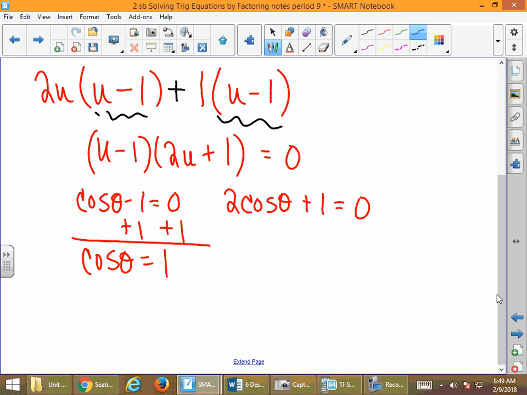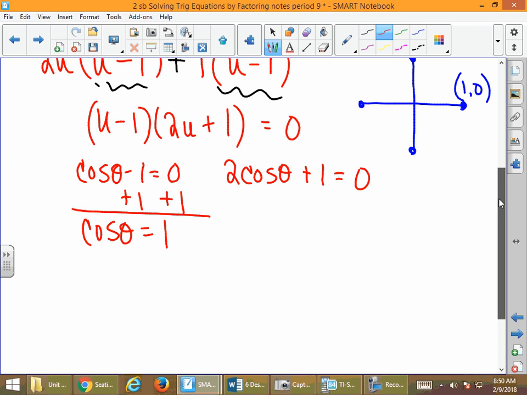And once again, drawing a little grid might be helpful for you with the quadrantals. But this point right here is 1, 0. And I know I didn't put them all in, and maybe I need to put in some more others. But there's 1, 0. And cosine is the x value of the ordered pair on our unit circle. And what we figure out here is that theta is going to be 0. Well, that's the only one.